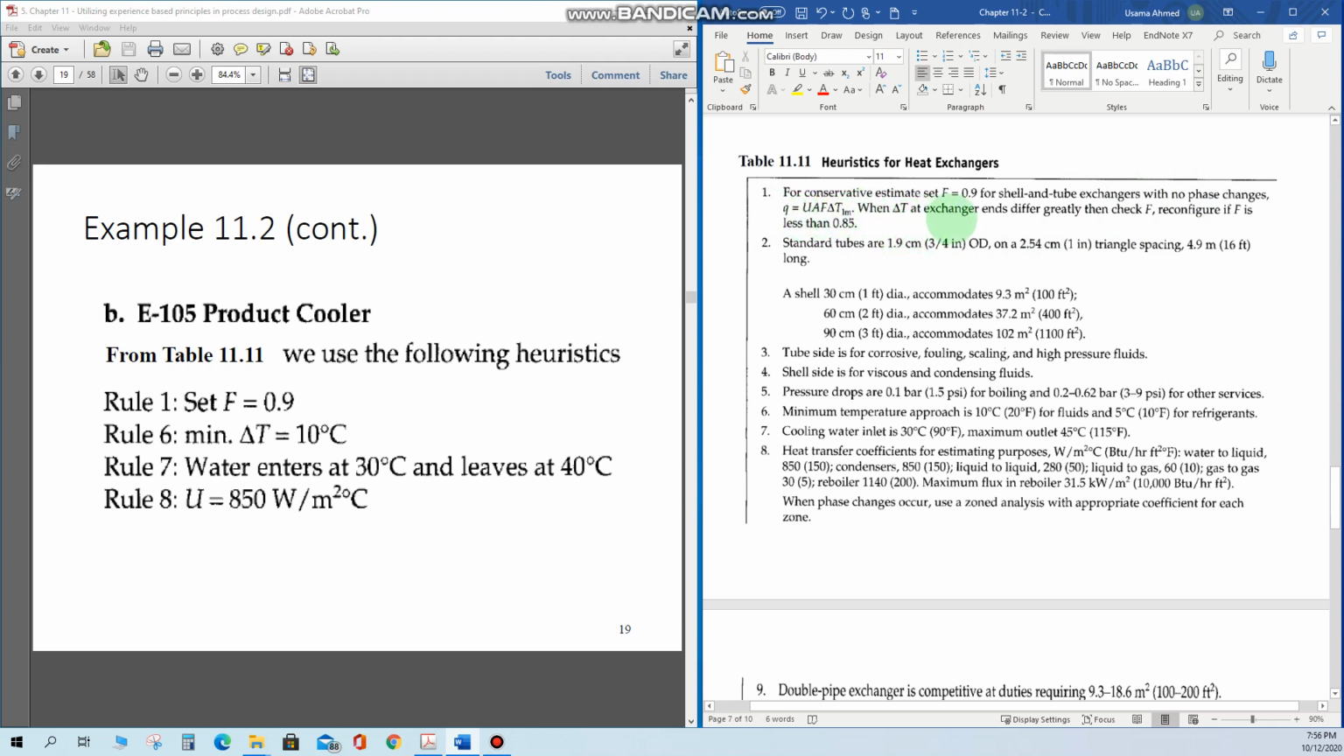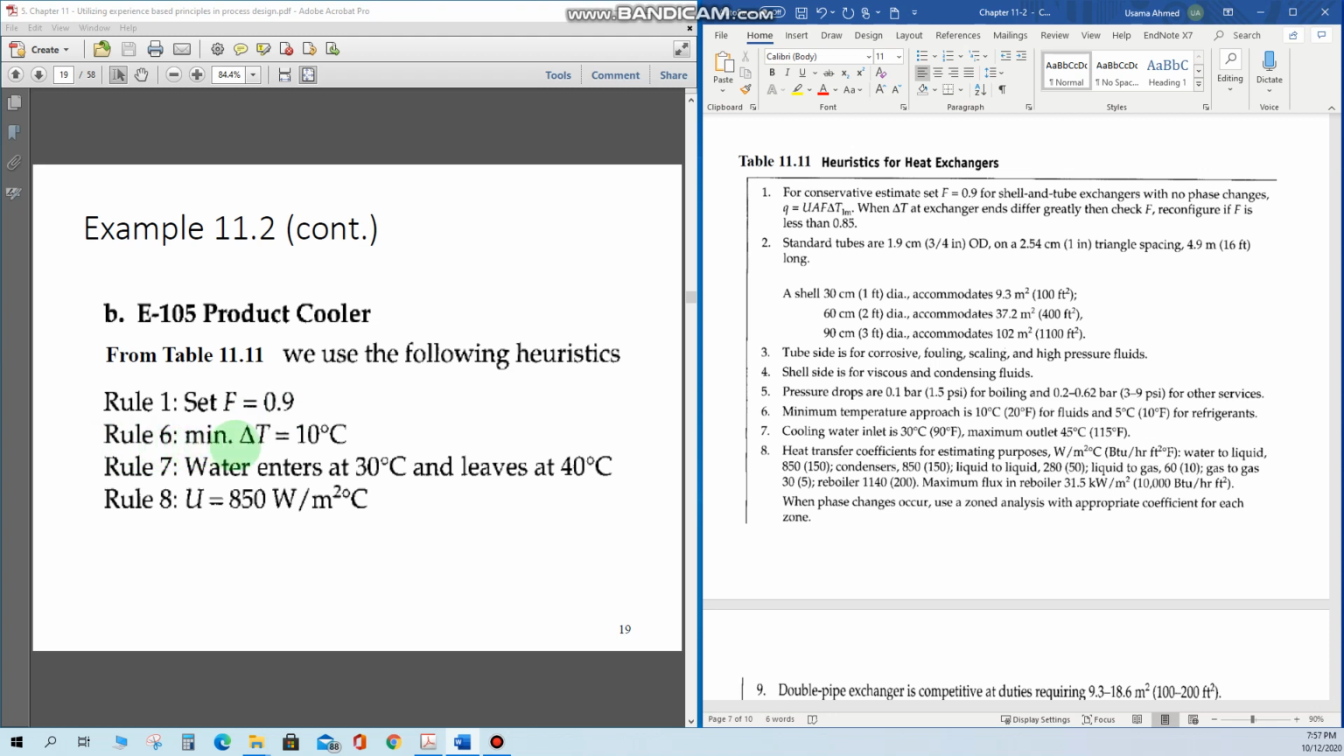When delta T at the exchanger ends differ greatly, then check F, and reconfigure if F is less than 0.85. Now from the first heuristic, we are provided with the equation that we can use to estimate the heat, and we are provided with the value for this correction factor. So for rule number 1, set F equal to 0.9.